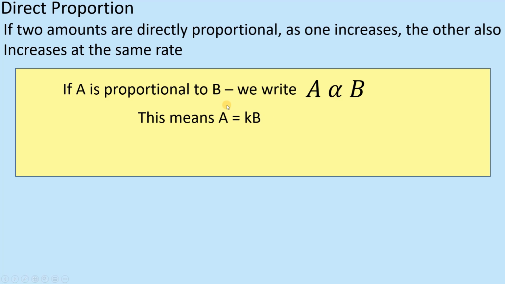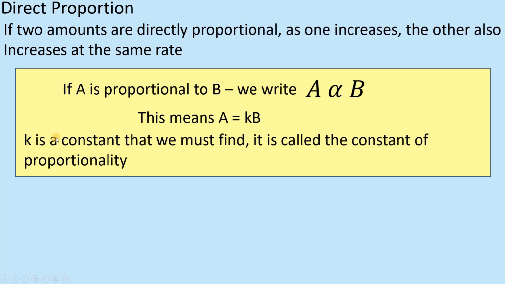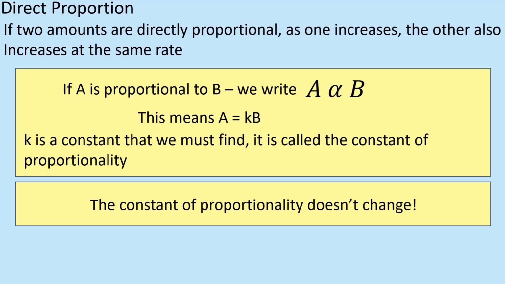And what you'll find in examiners' mark schemes is that they will see this written down: A is proportional to, or is equal to, some constant times B, whatever those values are. Because K is a constant, you've got to find it, and it's called the constant of proportionality. That's why it's always K, because it's a terminology which is accepted and widely recognised, certainly within the GCSE mark schemes. The constant of proportionality does not change; only the numbers around it can.